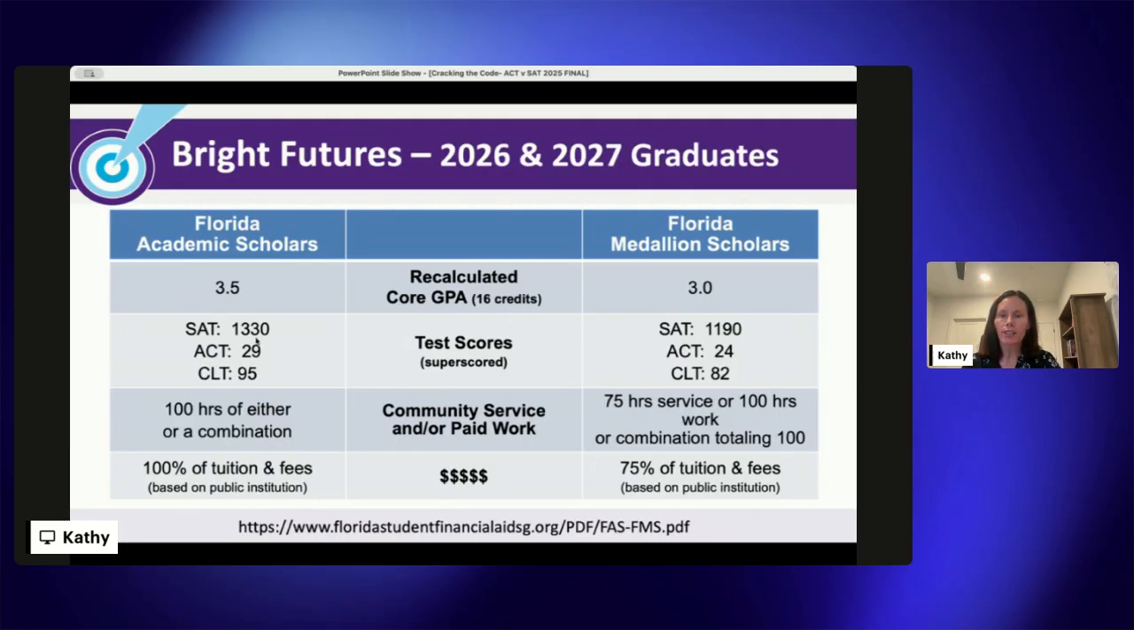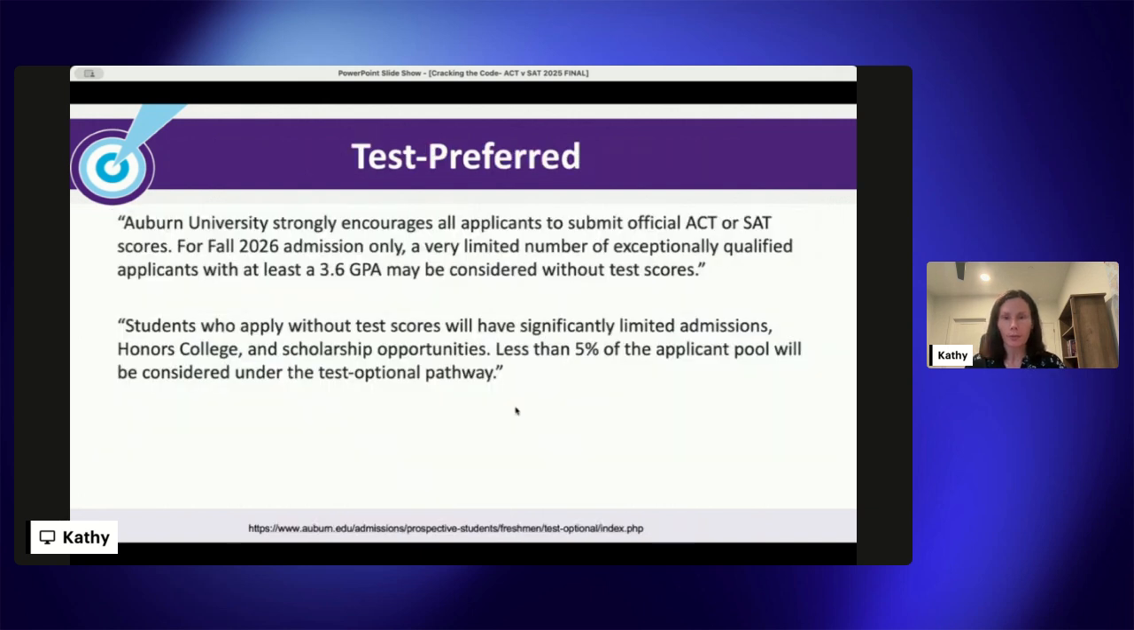But just to give you an idea, students who wish to receive the FAS, the highest level of scholarship, need to have an ACT of 29, an SAT of 1330. And for that next tier down, the Florida Medallion Scholars, FMS, students need to have an SAT of 1190 and an ACT of 24. And yes, Bright Futures does superscore both tests.